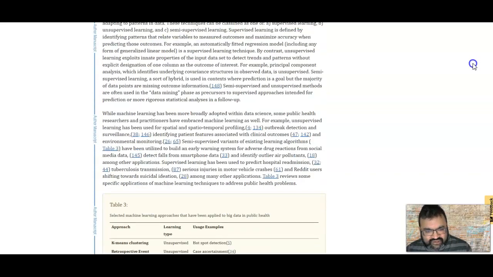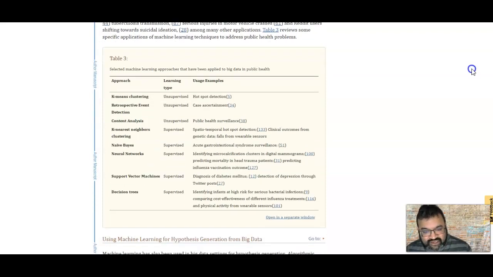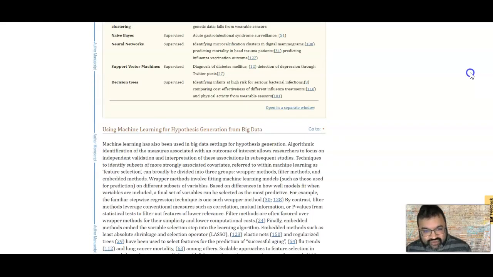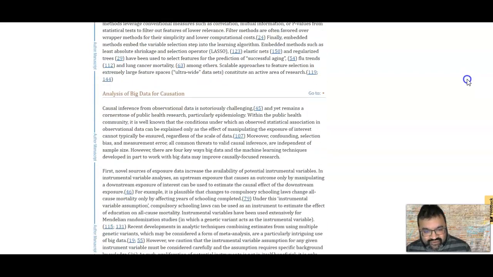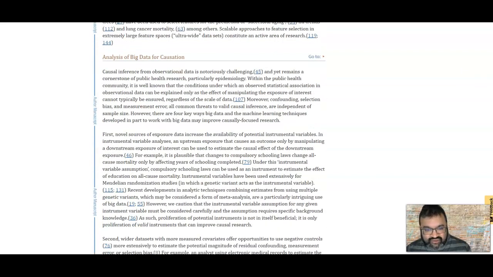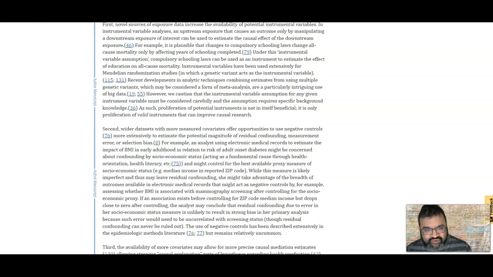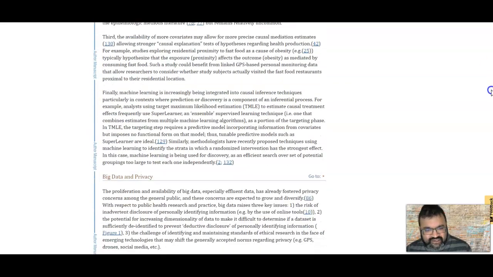And there are supervised learning structures, and this is k-means clustering, retrospective event detection, content analysis, k-nearest neighbors clustering, naive Bayes, neural networks, support vector machines and decision trees. Again, these are extremely important and wonderful sources of measurements, which is something worth looking at. Also, lasso is an important one, least absolute shrinkage and selection operator. When you try to run an analysis, sometimes the shrinkage is too much, and so you have to fix for that. Downstream exposure of interest can be used to estimate the causal effect of the downstream exposure. Again, literacy rate is something that's provided here.